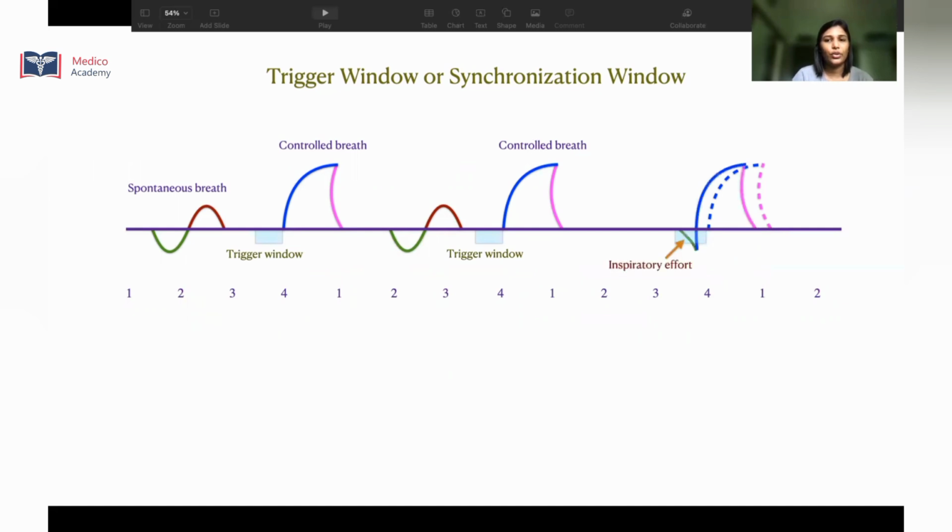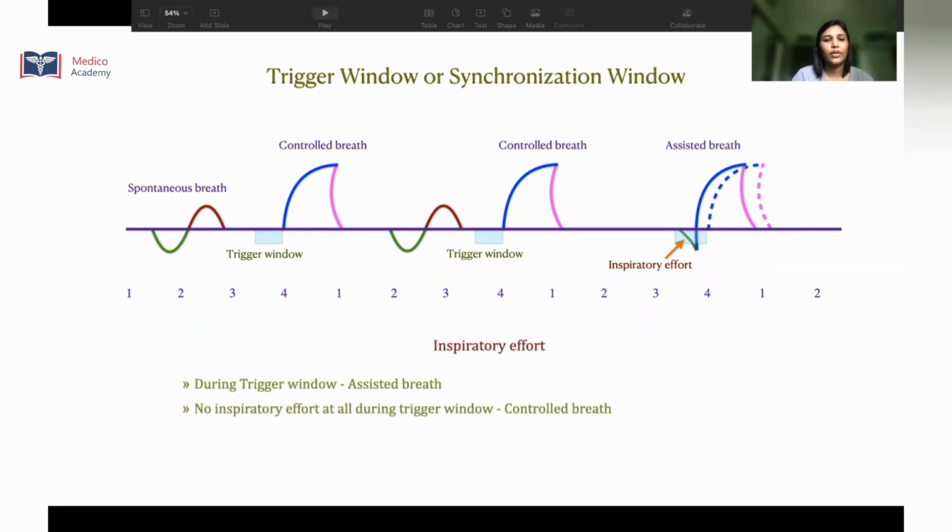So again, this graph shows how a trigger window works. If the inspiratory effort occurs during the trigger window, whatever the ventilator delivers will be an assisted breath. What if there is no inspiratory effort at all during the trigger window? Then a controlled breath is delivered after the trigger window. What if the patient starts breathing after the trigger window? Then there is no problem at all because the ventilator has already started giving inspiratory flows to the patient. So there is inward inspiratory flow from the ventilator to the patient. Even if the patient starts breathing, it's fine because it is synchronized with the patient's inspiratory effort.